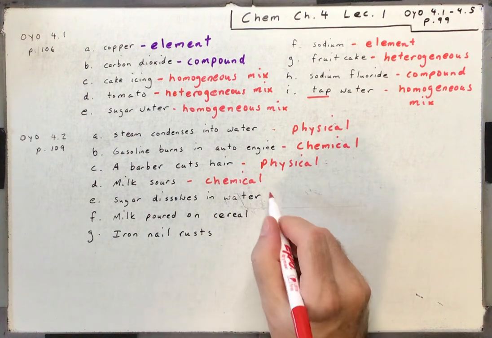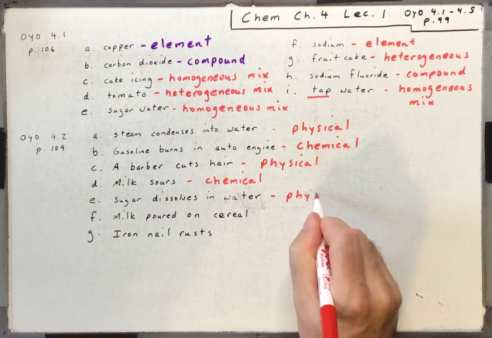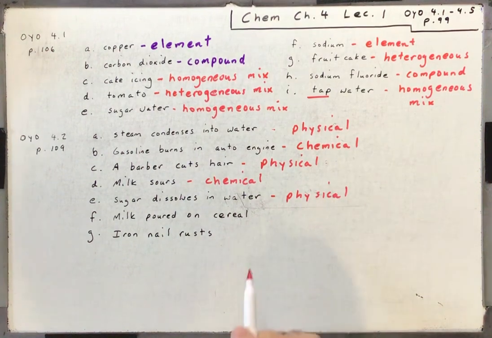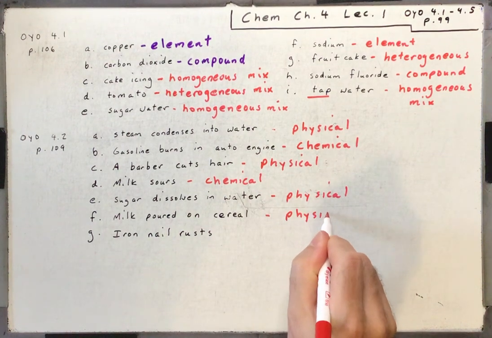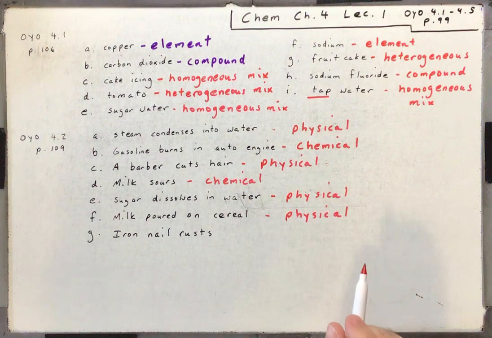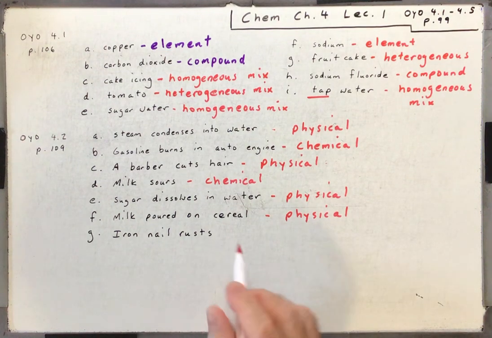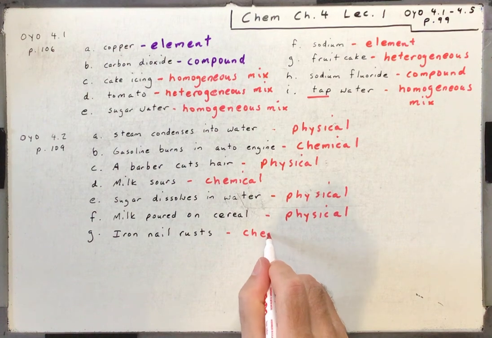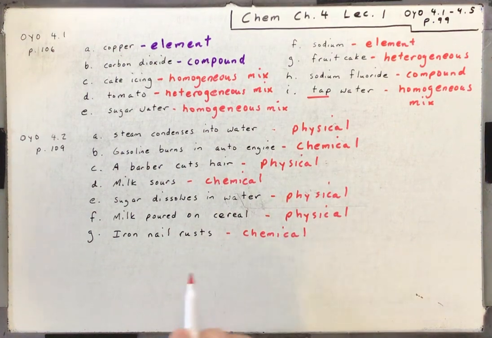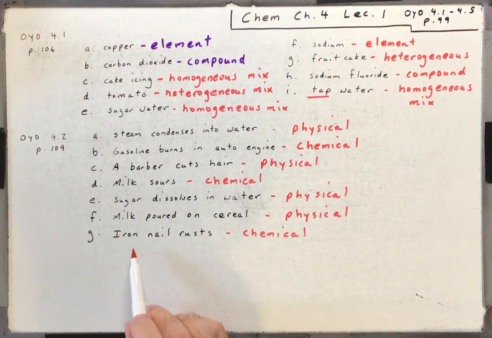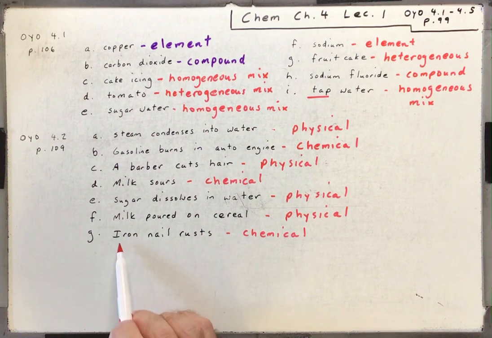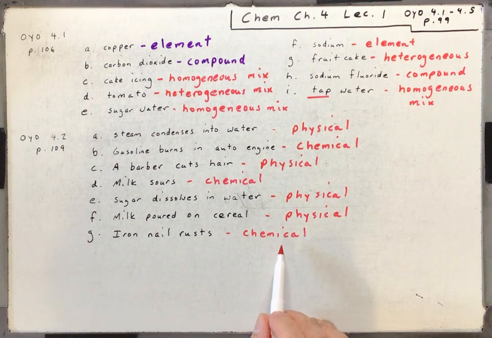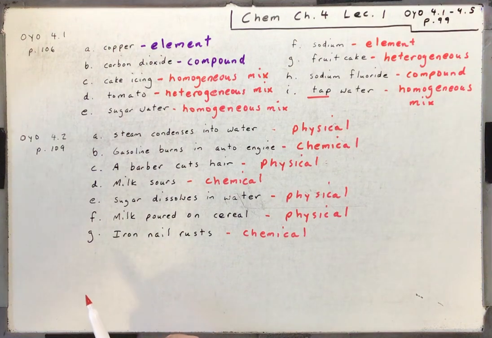All right, sugar dissolves in water. That's physical. We could separate that sugar back out. Milk poured on cereal, also physical. Still milk, still cereal. Don't make a new substance. An iron nail rusts. Okay, that's a chemical change. So we're taking iron and making it into iron oxide. All right, that's what rust is. It's iron oxide. So you're getting a new substance on the surface of that nail. All right, so that takes care of 4.2.